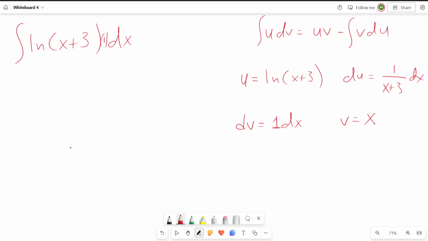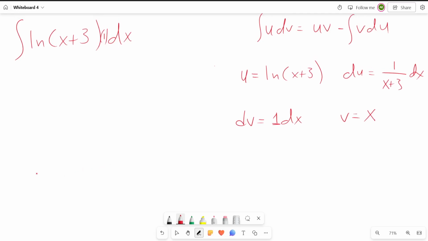So now let's use our equation to try and solve. This is going to be uv, which is basically ln of x plus 3 times x. So I'm going to write it as x times ln of x plus 3 minus the integration of v du, so x multiplied by 1 over x plus 3 dx.